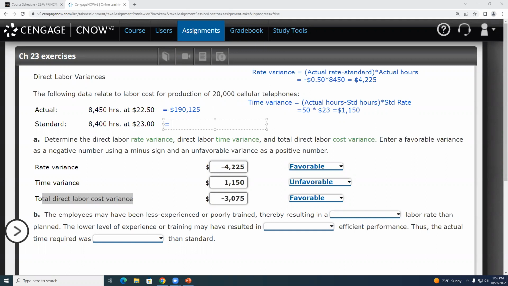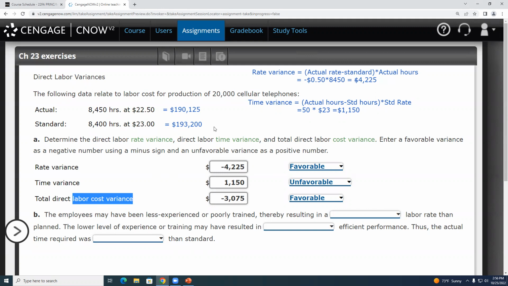The standard for the 20,000 telephones, 8,400 hours at $23, we expected to spend $193,200 according to the standards. And so the total direct labor cost variance down here is the difference between our actual total spending and our planned or standard total spending, $3,075.